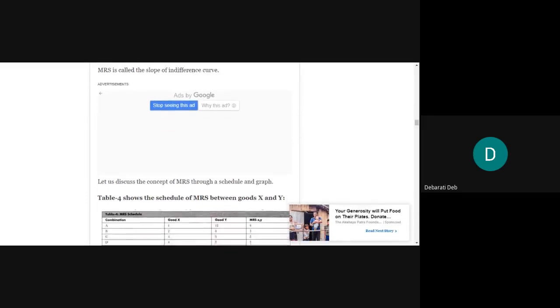MRS is also called what? It is also called the slope of the indifference curve. This is very important to remember because indirect questions can be set to calculate the slope of the indifference curve. Instead of writing measure the marginal rate of substitution, it might be written calculate the slope of the indifference curve. In that case, you will have to understand that it is asking us to write the MRS. So MRS is also called the slope of the indifference curve.